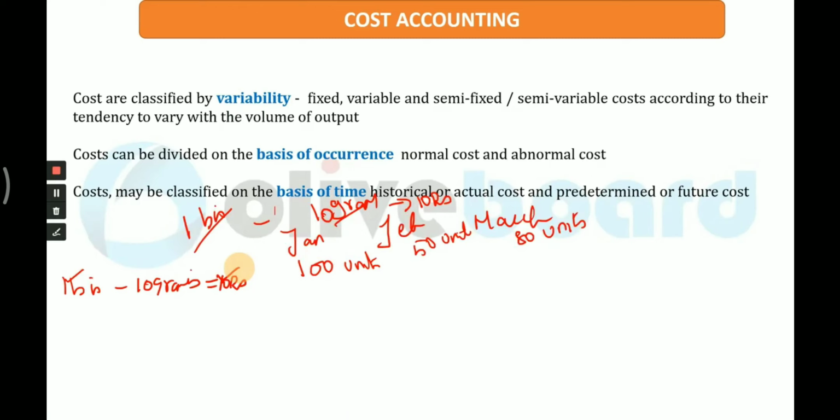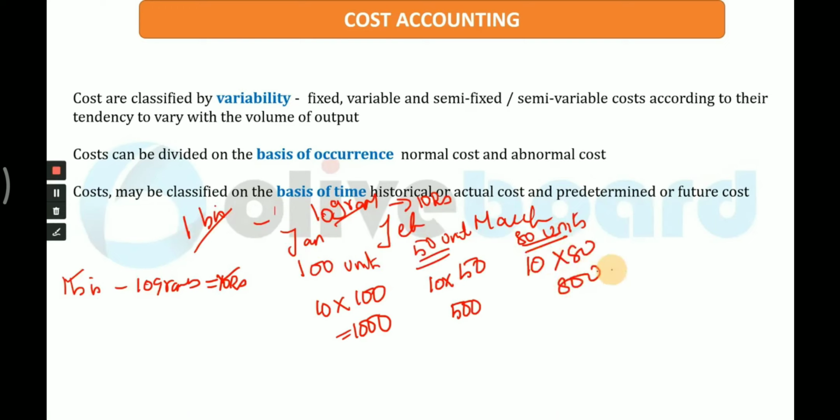Now, for the 100 units I manufactured, how many grams would I have bought? 10 into 100, 1000 grams. For 1 unit, 10 rupees means for 100 units, how much? 10 into 100, 1000. Next, February month, how much did I produce? 50. So 1 unit is 10 rupees, means for 50 units, 500. Here, 80 units. So 1 unit is 10 rupees, means for 80 units, 800.